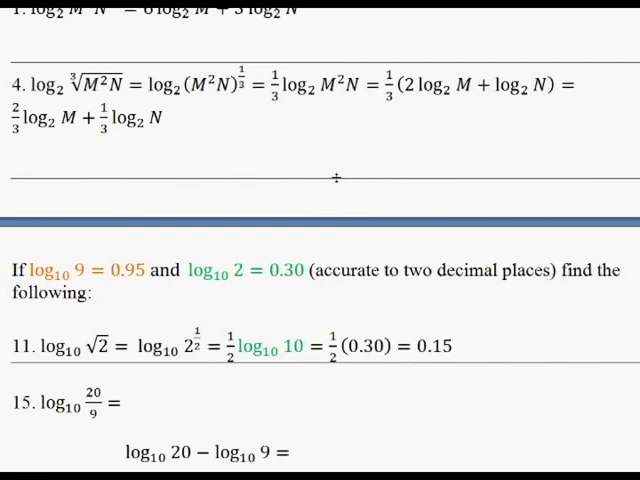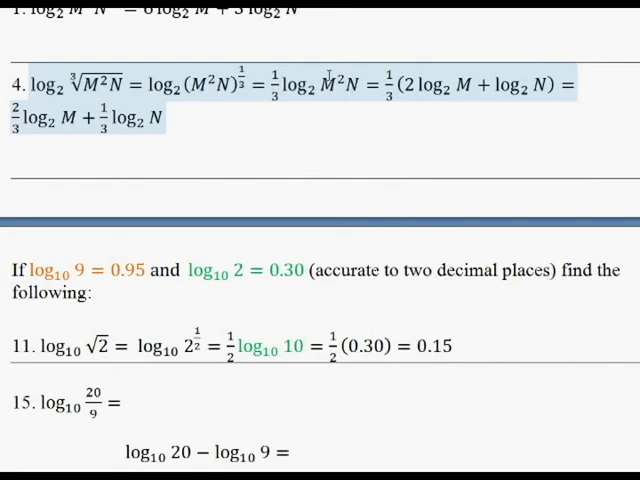In number 4, the first thing you have to do is express this radical right here in exponential form. So what I did was I took the whole quantity, m squared n, and the cube root raises that whole thing to the 1/3 power. So it's the same thing as the log base 2 of this quantity raised to the 1/3. Then I brought the 1/3 out in front of the log, because this whole quantity, m squared n, is being raised to the 1/3. So you have 1/3 log base 2 of m squared n.